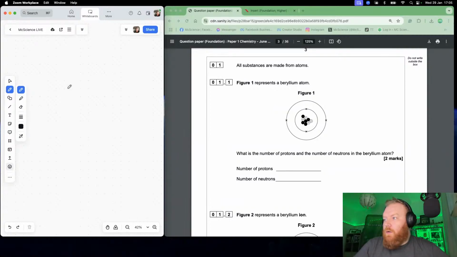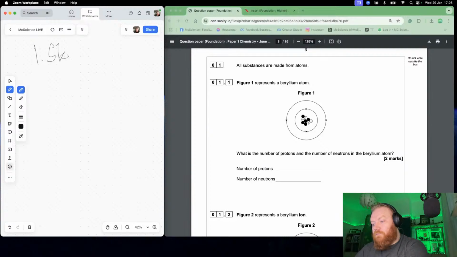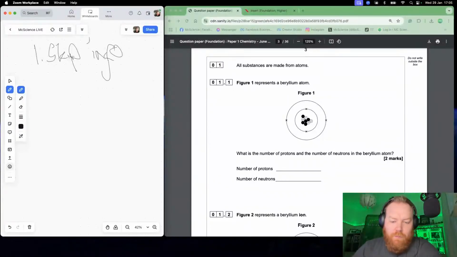Now, we've got a whole load of information on this paper, first of all, and our first actual step is: skip the info. You'll have to apologise for the handwriting. So you're going to skip the info first of all. We're not even going to look at any of this up here. We're going to go straight to the question.